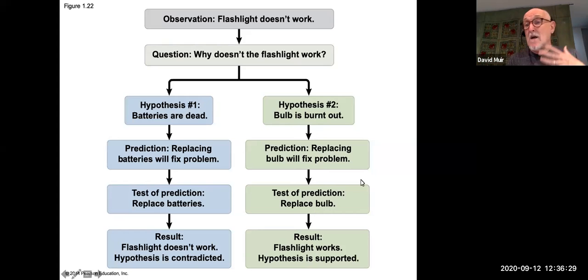What's something else? What was not a hypothesis? Well, if somebody came along when you were fiddling with your flashlight trying to get it to work, and they said, "Oh, your flashlight is cursed. That's why it's not working." Or somebody said, "Oh dear, the flashlight fairies are interfering, and they're stopping your flashlight from working." Is there anything scientific that we can do about that?